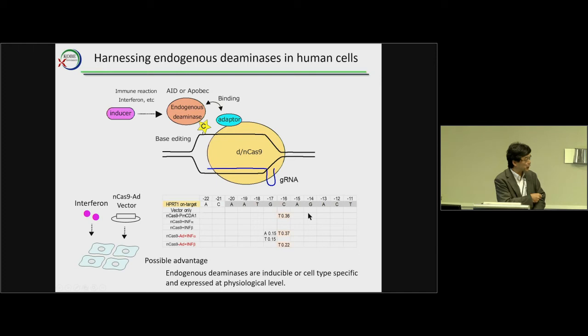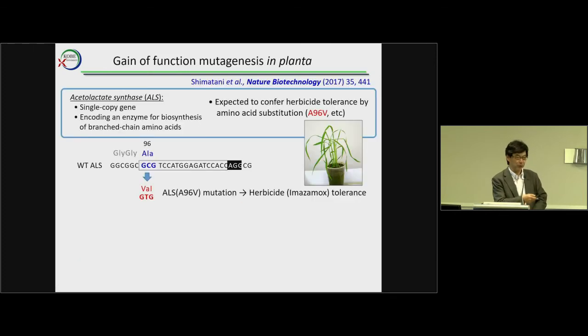So this table compared. This is the Cas9 AID system, and this is just the adenovirus system and interferon case. The result of the editing is almost similar. So like this, in addition to the fusion systems, we can utilize the endogenous AID system if you want. So you may decrease the size of the total editing systems.